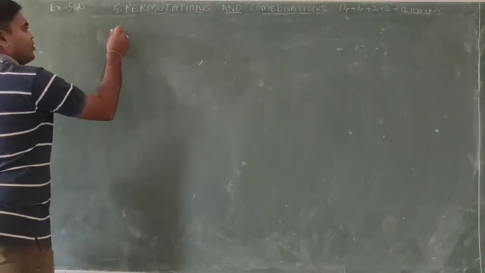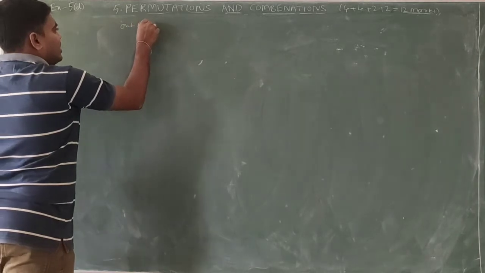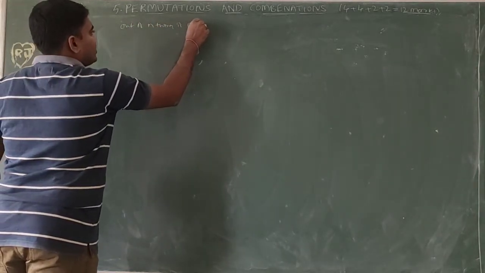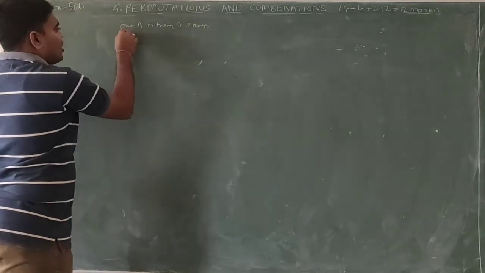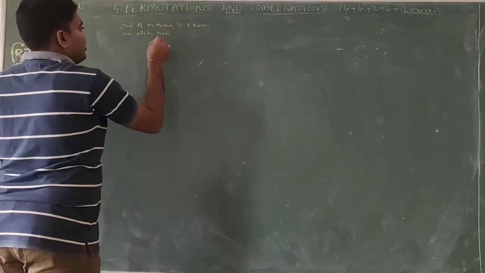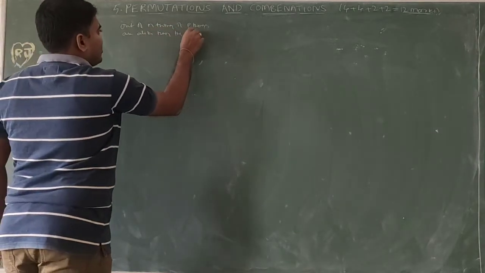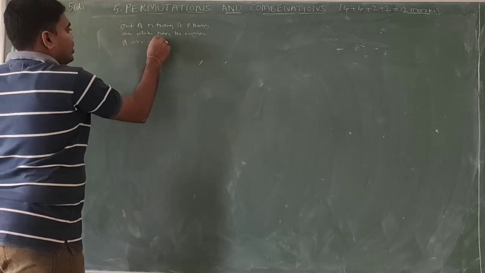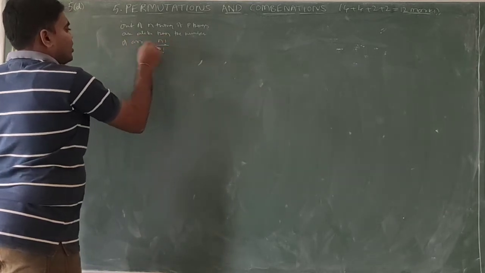Out of n things, if p things are alike or same, then the number of arrangements is equal to n factorial by p factorial.